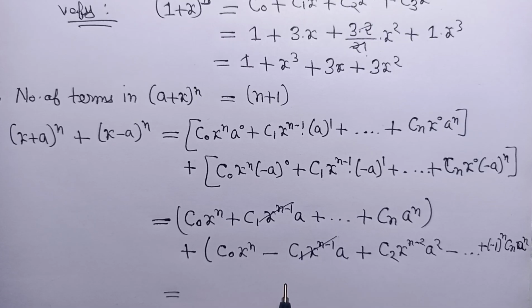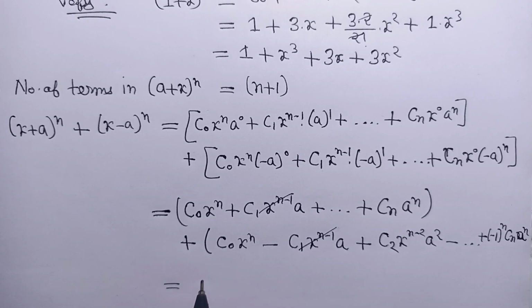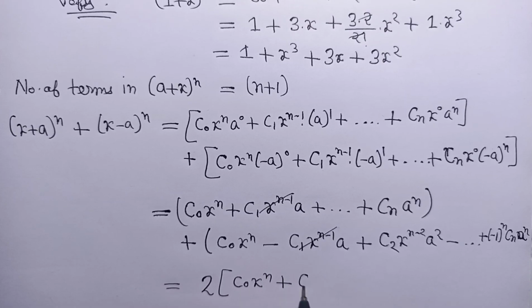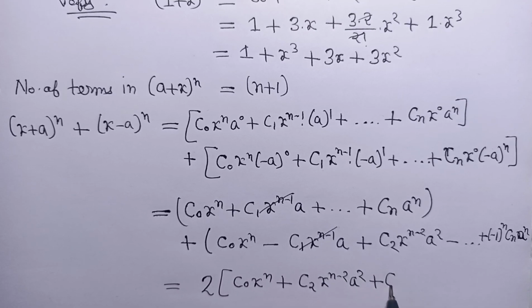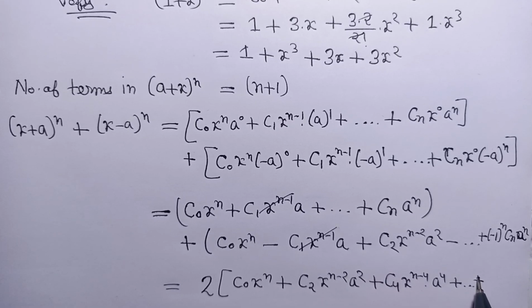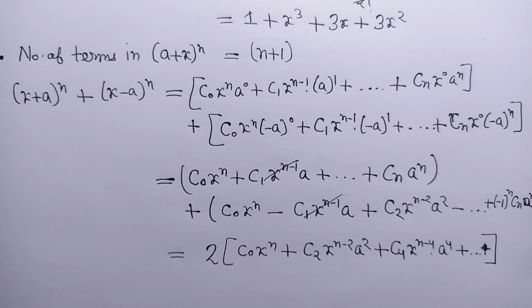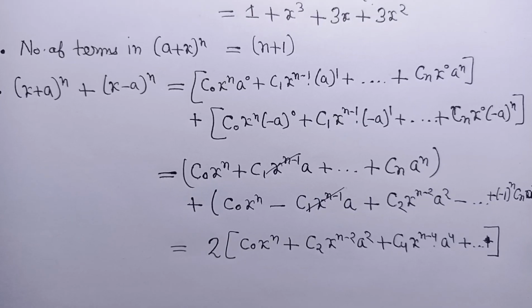And similarly, in general, you can say even power terms of a will add up and odd power terms of a will cancel out, so you will get 2 times of c naught x power n plus c2 x power n minus 2 a power 2 plus c4 x power n minus 4 into a power 4 plus dot dot dot, last term we don't know whether last term is positive or negative, so leave it, means you can write like this only.